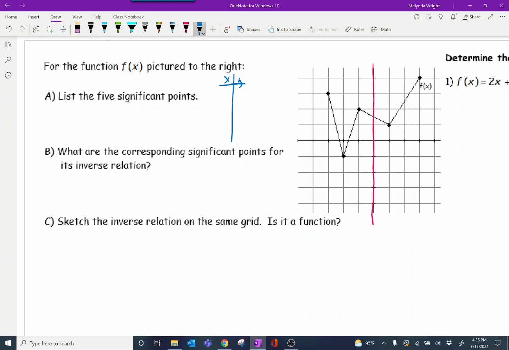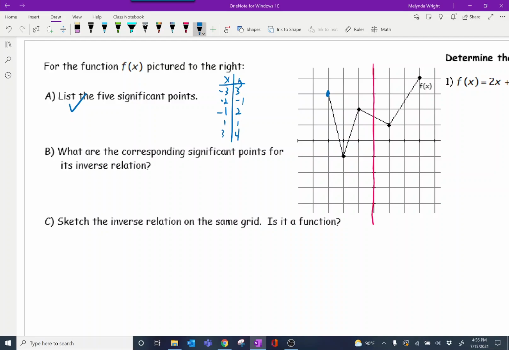So the first point is -3, 3, this one right here. Then we have -2, -1. Then we have -1, 2. Then 1, 1, and 1, 2, 3, 3, 4. Okay, so check. We listed the points that they told us to list, the 5 significant points.